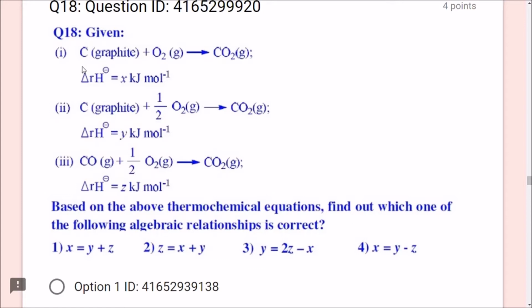Dear friends, just see, carbon plus O2 gives carbon dioxide. Carbon plus half O2 gives carbon monoxide. Yes, carbon monoxide plus half O2 gives carbon dioxide. It is very simple. X is nothing but equal to Y plus Z. This is half O2 and this is half O2. So what is the correct option? Yes, friends, X equal to Y plus Z. That is option number 1, the correct option, friends.